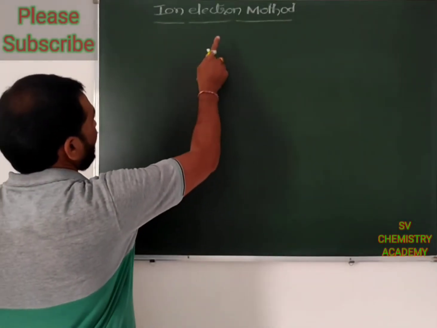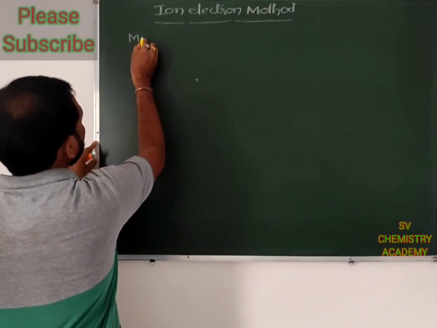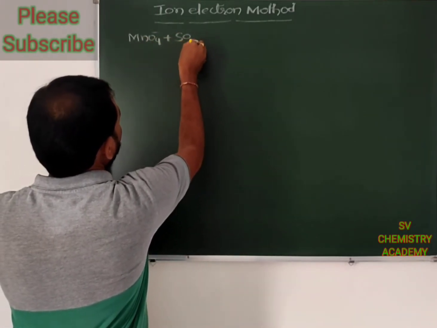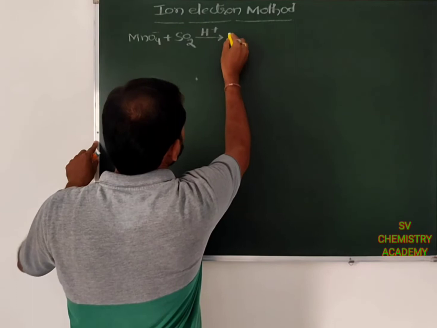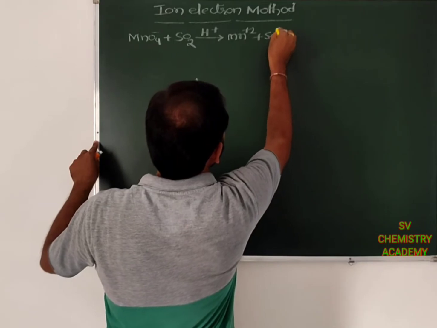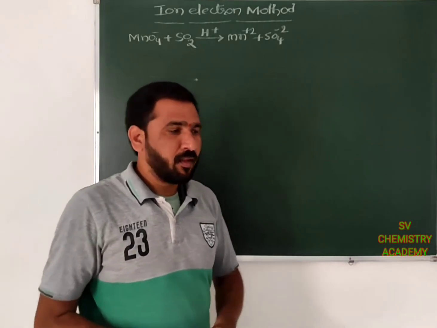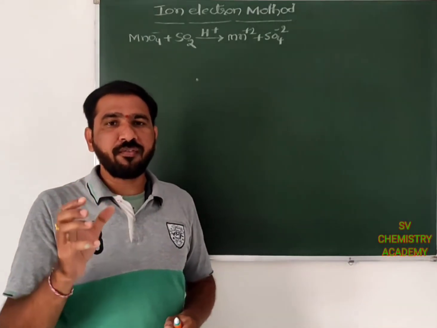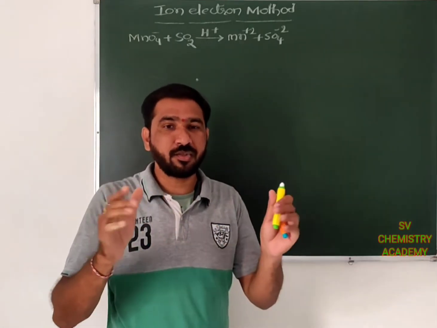Then coming to the ion electron method. I would like to take the same reaction now. That is the unbalanced equation: MnO4 minus plus SO2 gives, in acidic medium, the products Mn plus 2 and SO4 minus 2. So this is the unbalanced equation given. Coming to the first step, identification of the oxidation half part and the reduction half part, to separate these two.